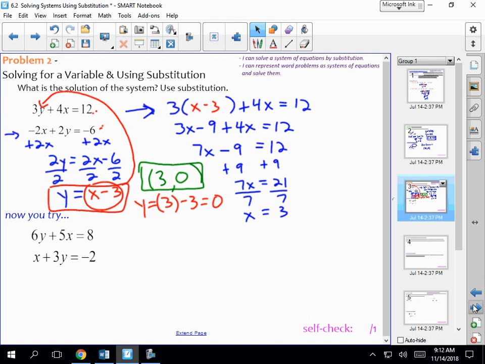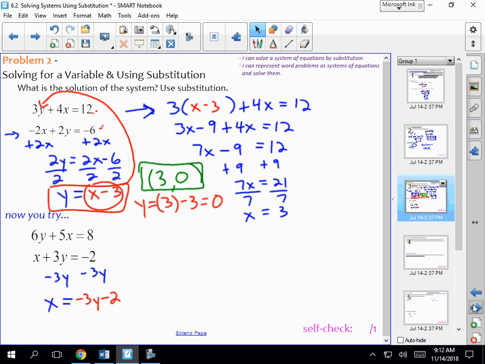What about if I solve for x in the second one? Could I just solve for x and then substitute that into the first one? What would that look like? I know we haven't solved for x yet. We've been putting it in y equals form every time, right? But it's okay to solve for x in this substitution process. As a matter of fact, sometimes that's a better choice. So right here, if I subtract 3y from each side, I get x equals negative 3y minus 2.